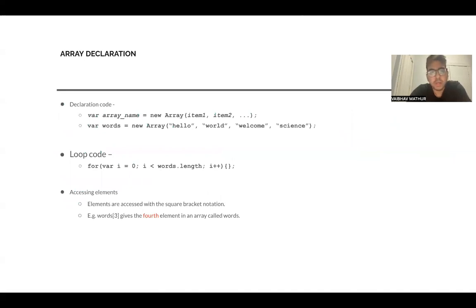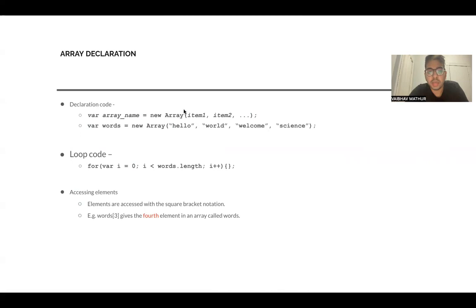So starting with the initial rules on how to use them. Just like you declare variables, you declare arrays. So you say var words. You declare a variable, which is an array. That says new, and Array is the keyword, so you cannot change that. And words would be the name of your array. It will have all these things: item 1, item 2, item 3. So new Array will have hello, world, welcome, signs.